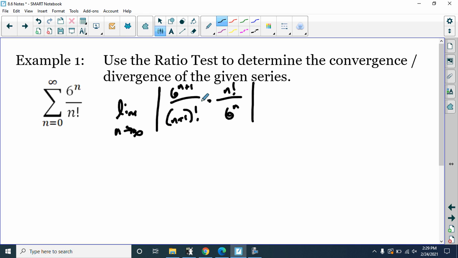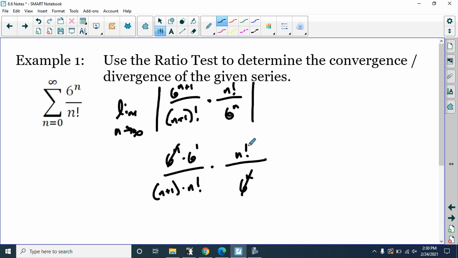And then we need to clean this up. We want things to cancel out. 6 to the n plus 1 and 6 to the n, we should be able to simplify those. 6 to the n plus 1, I can write as 6 to the n times 6 to the first. And we did that so that this 6 to the n cancels with that 6 to the n. n plus 1 factorial, we can write as n plus 1 times n factorial. And now these n factorials cancel.